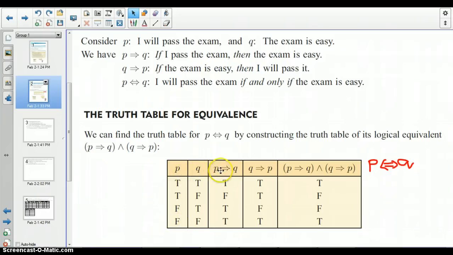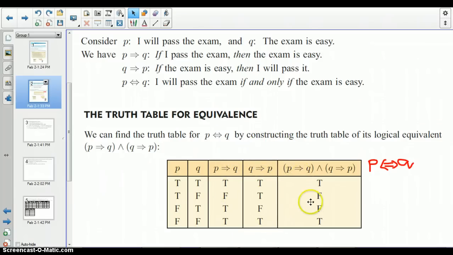Now remember, in order for the implication to be true, we can have the antecedent and consequent both true, or the antecedent false and the consequent false, and that remains true. The implication is only false when the antecedent is true and the consequent is false. So we have these two implications.